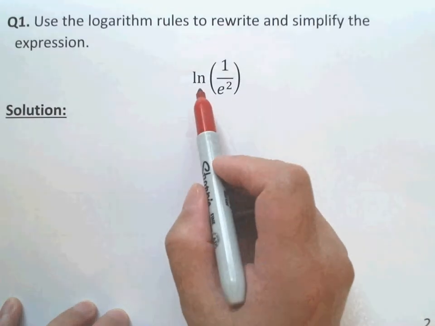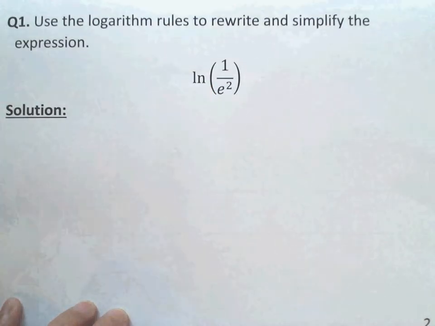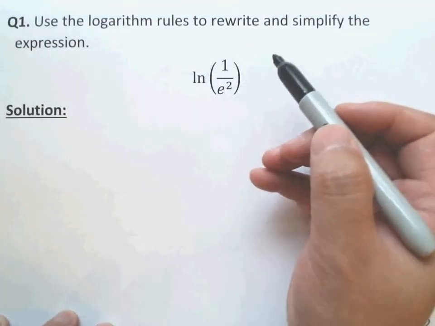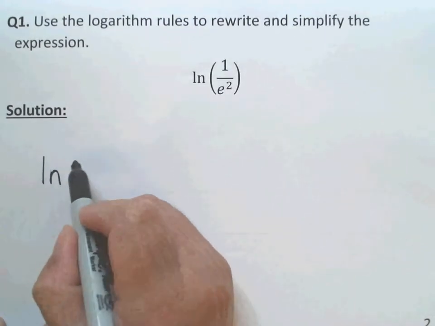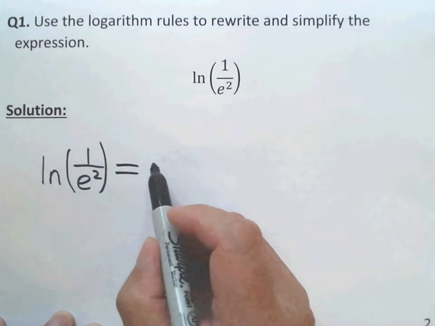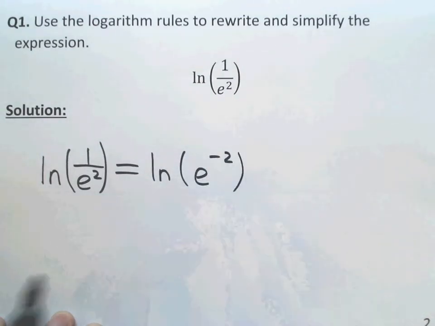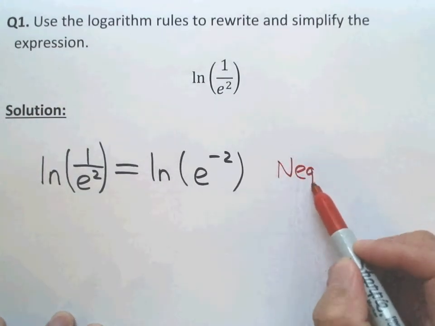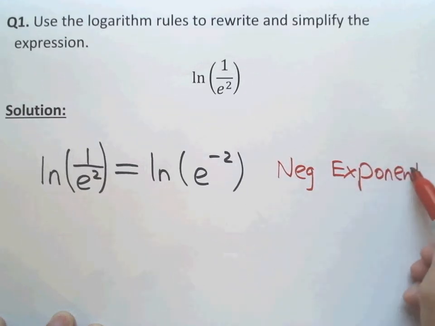First, ln is what? You know, ln is the natural logarithm. The base is e, okay? So whatever the first step, we can use a negative exponent. If the original is ln of 1 over e squared, we can see it is ln of e raised to the negative 2 power, right? So this we call the negative exponent.